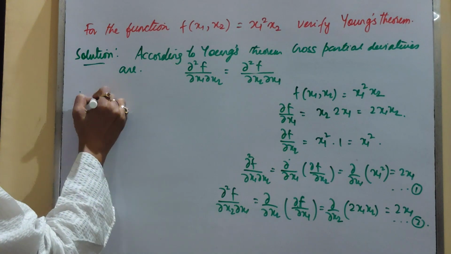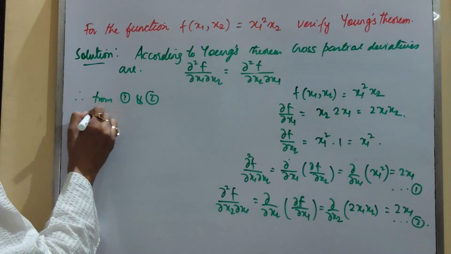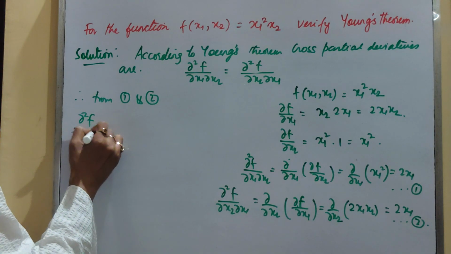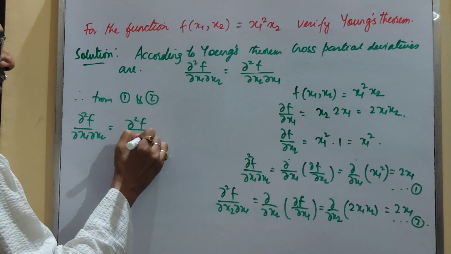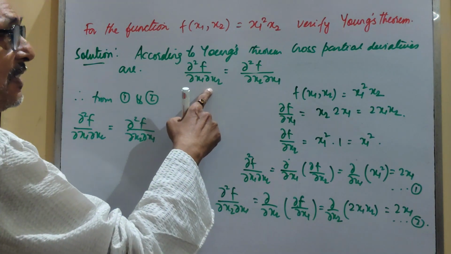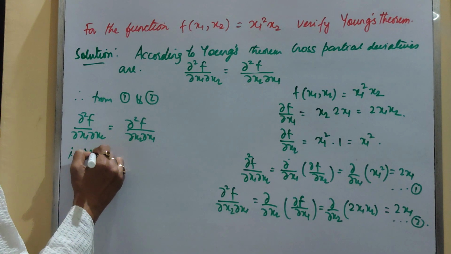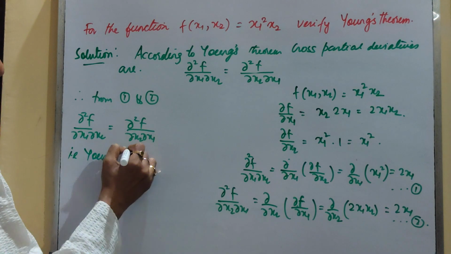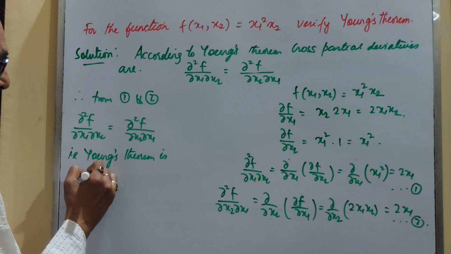Therefore, from 1 and 2 we get del 2f by del x1 x2 equals del 2f by del x2 x1. That means Young's theorem is verified.